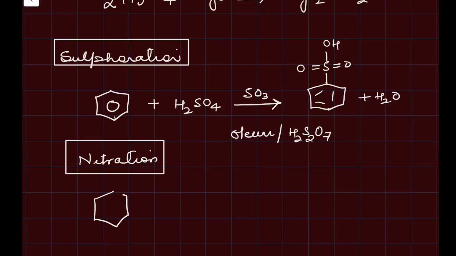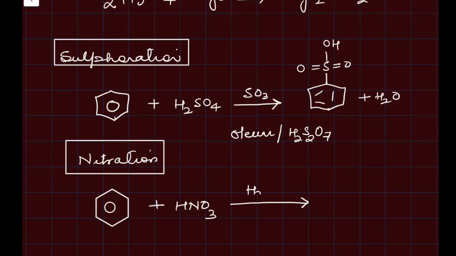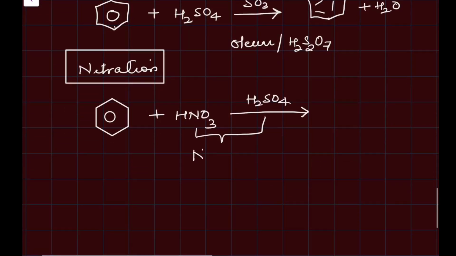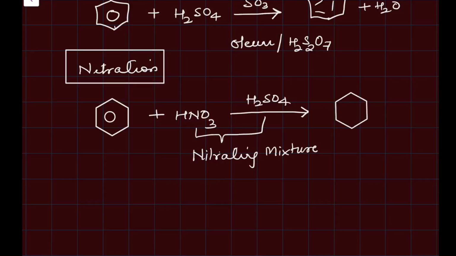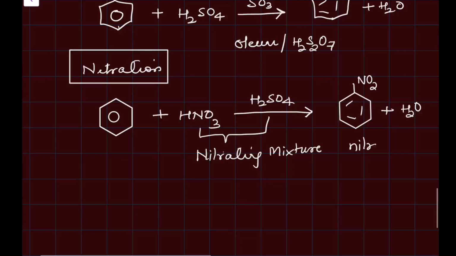Similarly, if you do nitration on benzene, you use HNO3 with H2SO4. Both of them together are known as nitrating mixture. And this nitrating mixture generates an electrophile NO2+, which gets substituted on the benzene ring. And you get water as byproduct. So this is nitrobenzene and water.